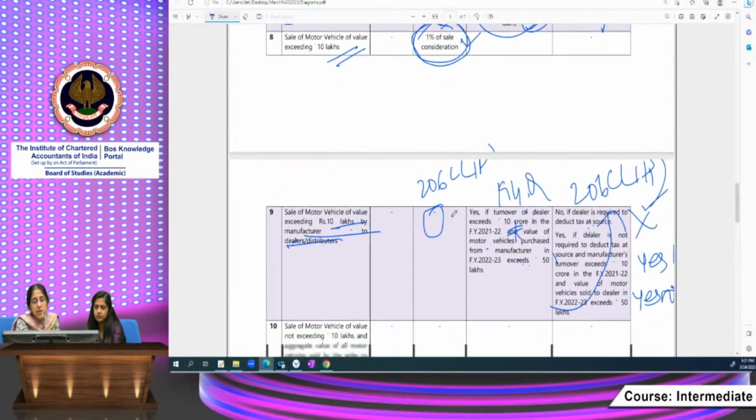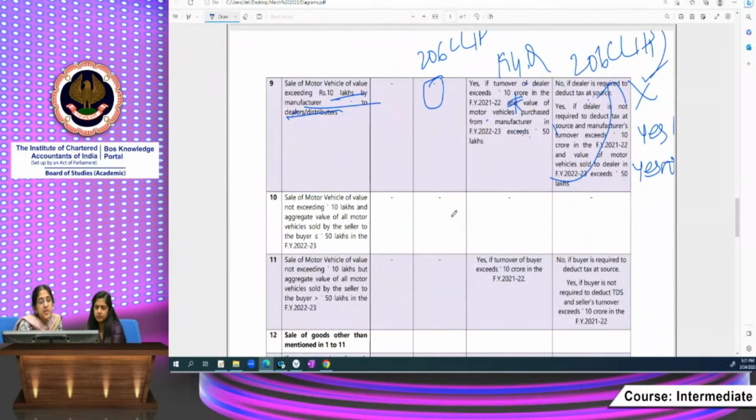Now we talked about motor vehicle. Now, if the motor vehicle value does not exceed 10 lakhs and aggregate value of all motor vehicles sold by the seller to the buyer does not exceed 50 lakhs, if it does not exceed 10 lakh, then 206C1F is not attracted. That is very clear. Then if aggregate value does not exceed 50 lakhs from the particular seller, then both are not attracted, because that is one of the primary conditions. So this is very clear.